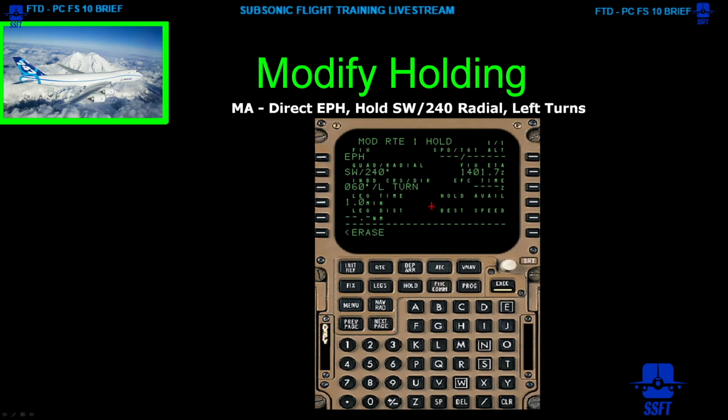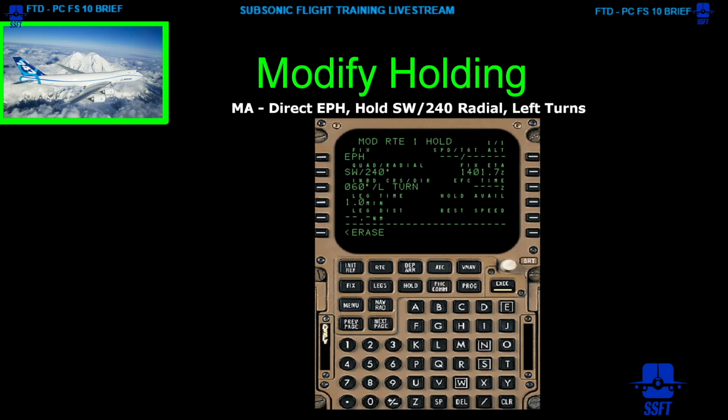So even if you put in W/240 and you line selected it up here, it would change it to southwest, because all it looks at is the number. It doesn't care about the quadrant. It gets the quadrant from the number. So if you put in the wrong one, you could put south/240 and it'll change it to southwest. Or you could put north/240 and it would change it to southwest. It's just looking at the number. And then, of course, it's always going to give you the reciprocal. And then the default is always going to be right turns. So we have to change it to left turns.